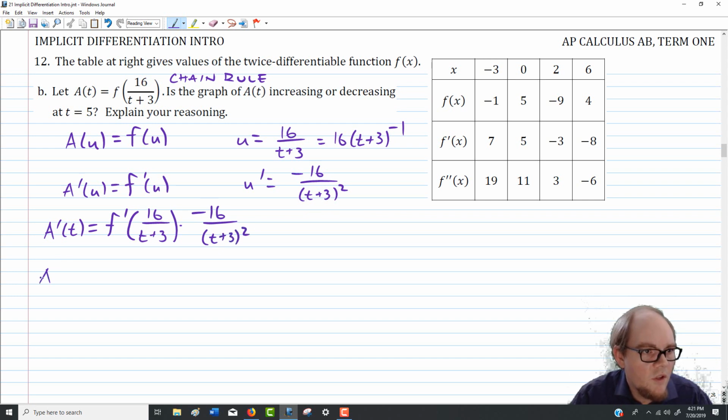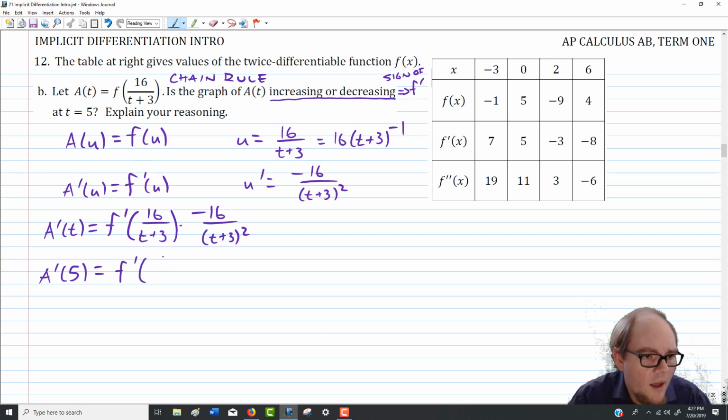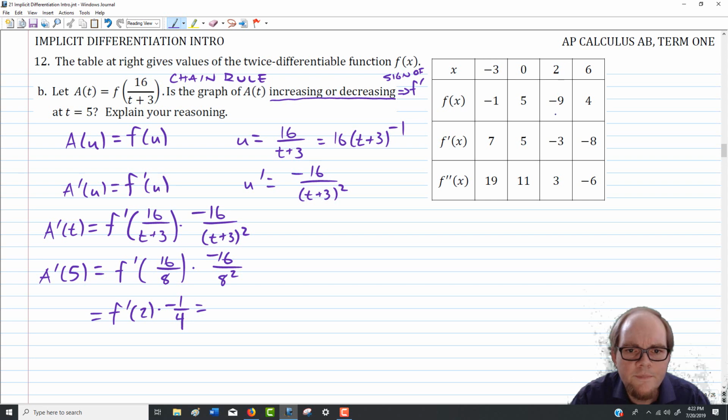So if we go in and want to figure out what the slope is at 5, so we can talk about increasing or decreasing, and I should have pointed that out at the beginning. Since we're asking about increasing or decreasing, that tells me I want to know about the sign of f prime. So I should have said that earlier. I apologize. So a prime of 5 is going to be equal to f prime of 16 over 8 times -16 over (5 plus 3), or 8 squared. Cleaning our pieces up here, that's going to be f prime of 2 times -16 over 64, which is -1/4. And f prime of 2 is -3. -3 times -1/4 is equal to 3/4.